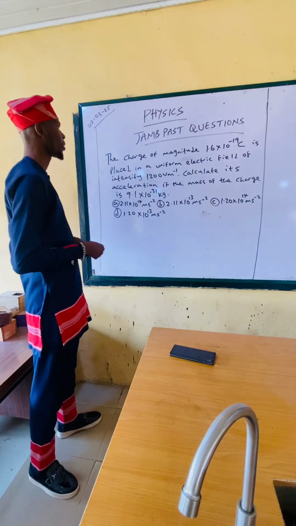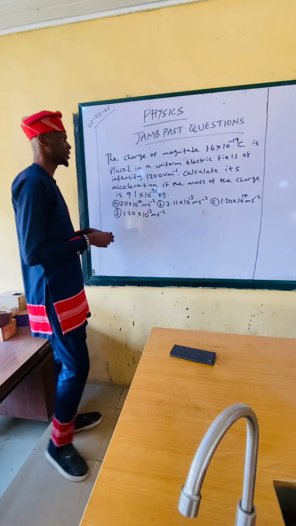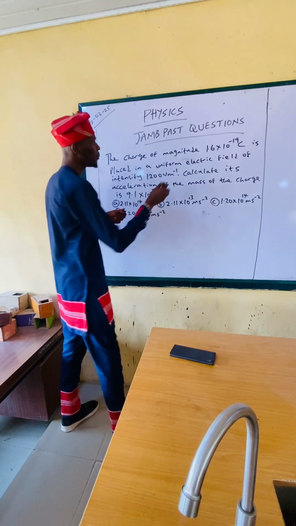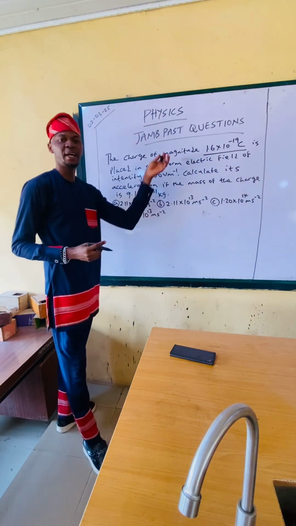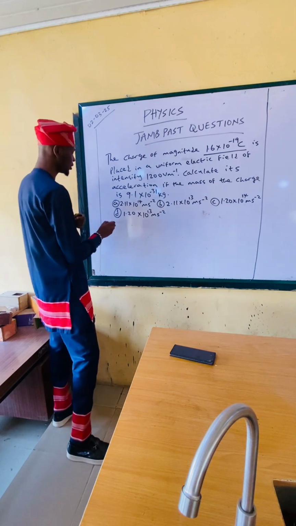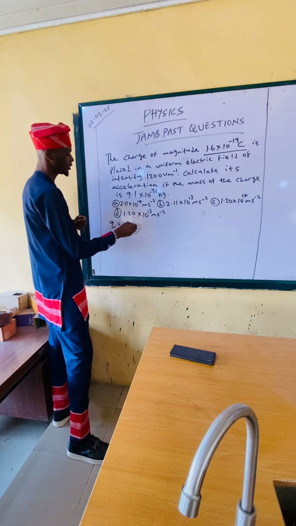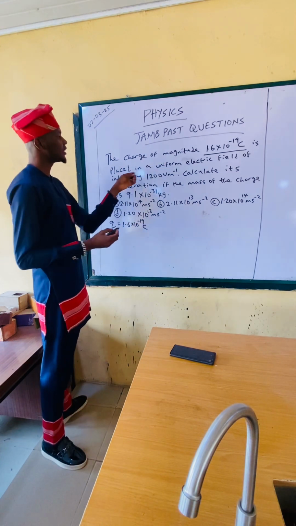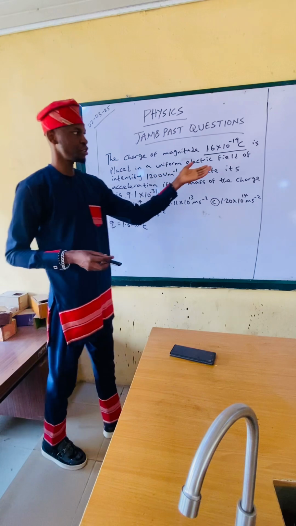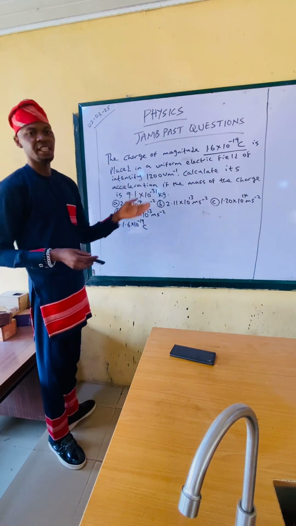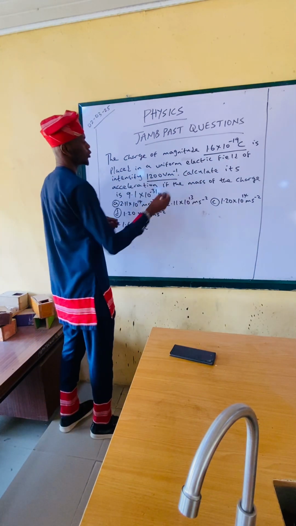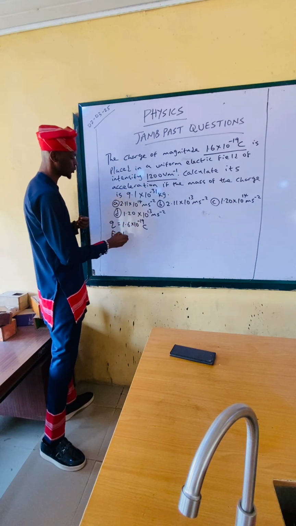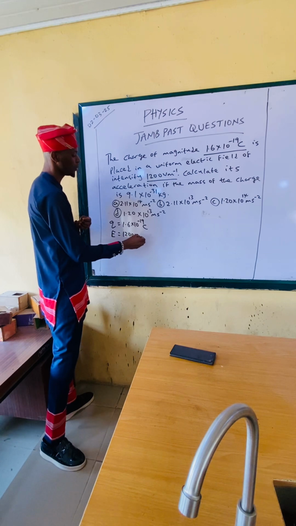This afternoon, let's look at the question together. The charge of magnitude 1.6 times 10 raised to minus 19 coulomb, that's the quantity of charge, is placed in a uniform electric field of intensity 1200 volts per meter. That means the electric field intensity is 1200 volts per meter.